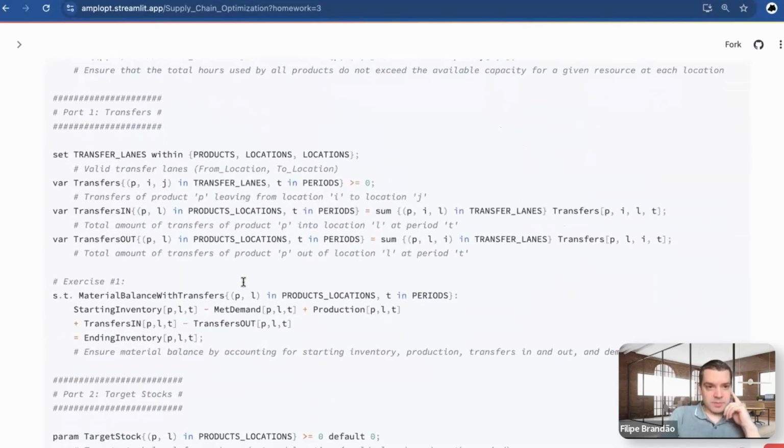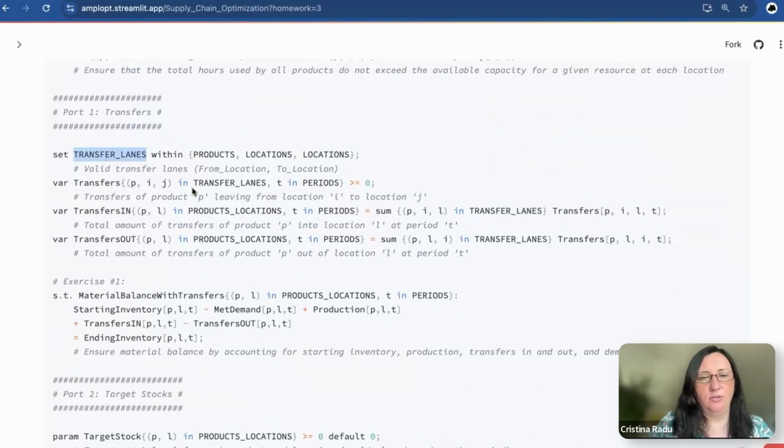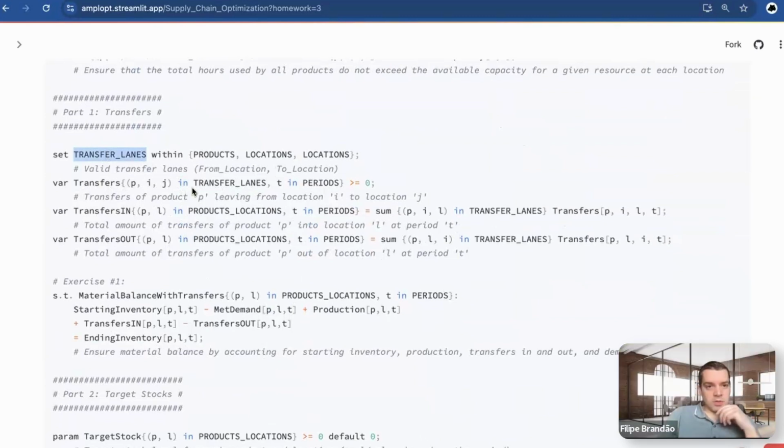Here we have the transfers. So we have transfer lanes. For certain products between pairs of locations, this is the data. This is what comes in from the user. So you define which lanes exist between different locations for transferring different products. Then there is this variable that is the amount of a certain product that is being transferred between two locations.